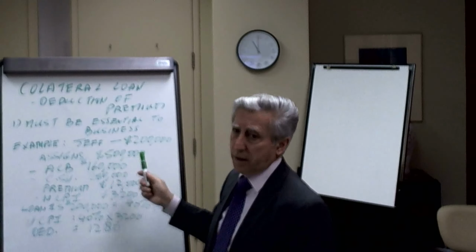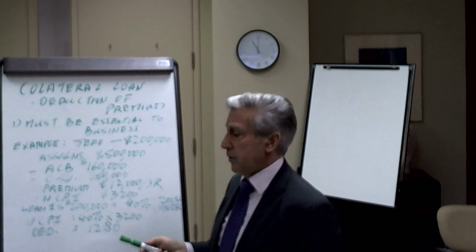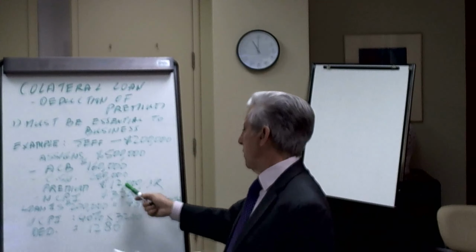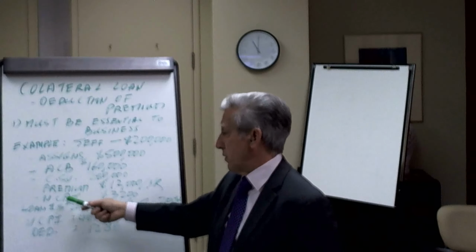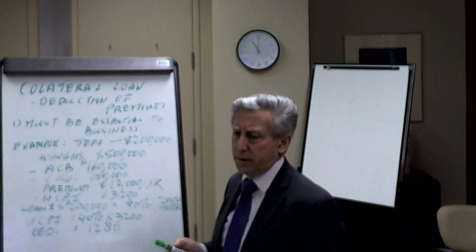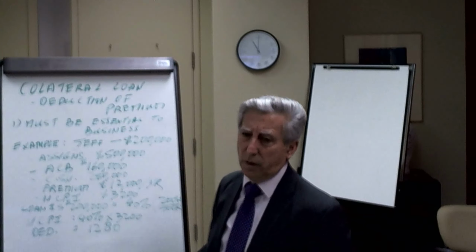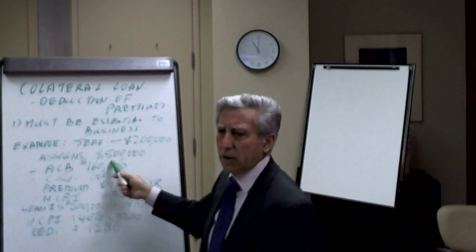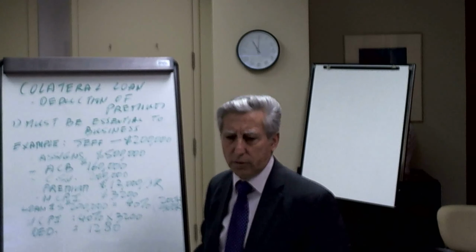Now, at the time when he assigns this to the bank, his adjusted cost base is $160,000, and the CSV is $250,000. The premium is $12,000 per year. And the net cost of pure insurance, very important, is $3,200. So what we're saying is that because this is collateral, even though we've got all this information, really we don't need it. In other words, there is no deemed disposition when you're doing a collateral loan.